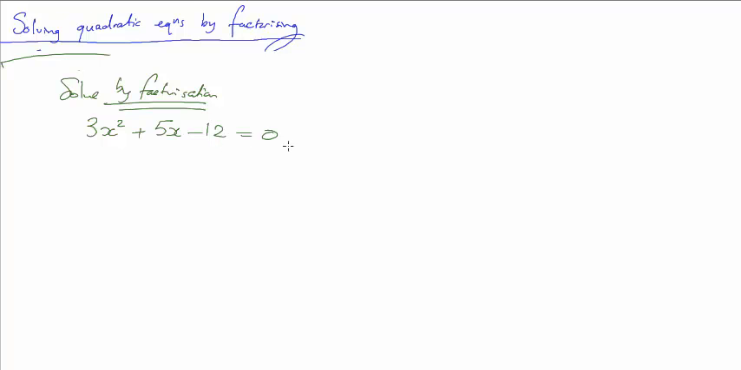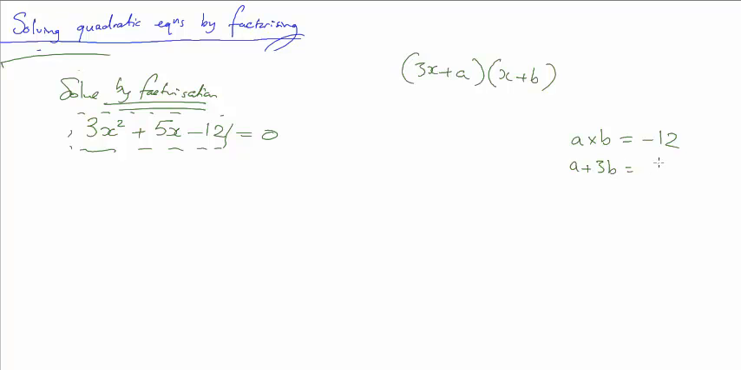Well, it starts off nice anyway, it's equal to 0. So the first thing we're going to do is rewrite that so we can actually solve this, because in this form you can't. So remember, it's going to factor to (3x plus a)(x plus b). We're going to get our two equations. We're going to get a times b equaling minus 12, not plus 12. And we're going to have a plus 3b equaling 5.